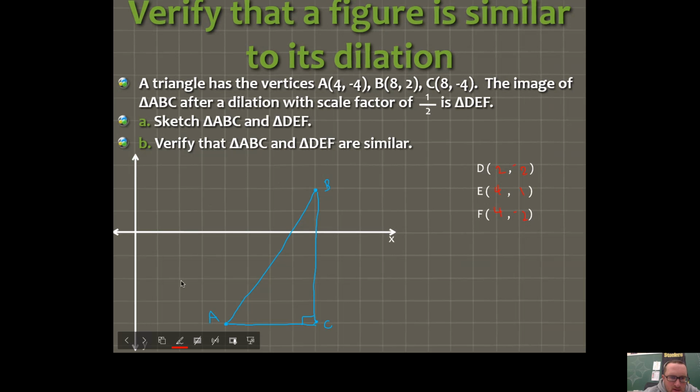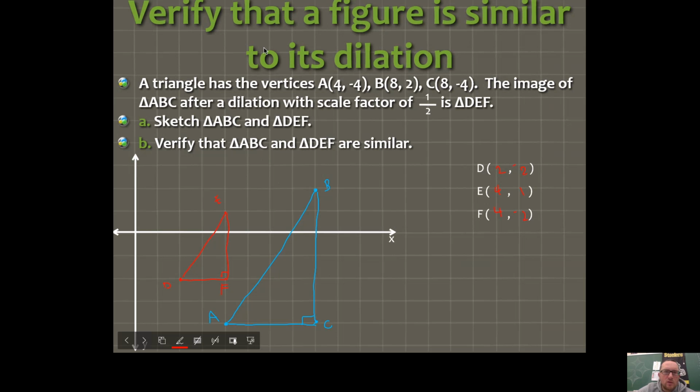And then we'll just plot these the same way that we did points A, B, and C. There's point D. There's point E. And here's point F. Yeah, 4, -2. Right there. And again, notice that we have a horizontal segment coming together with a vertical segment. That definitely makes a right angle. These are guaranteed to be similar.